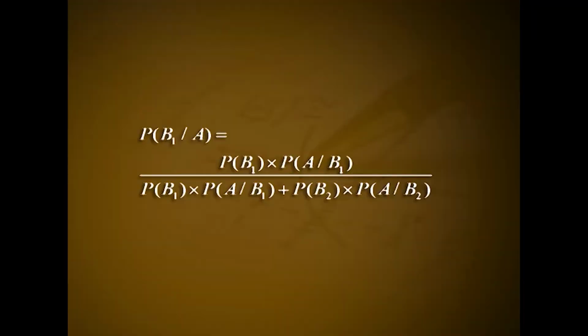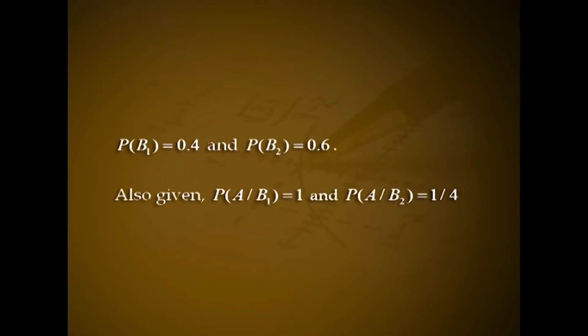Solution. Let B1 and B2 denote the events that the examinee knows the answer and that he guesses the answer respectively. Let A denote the event of answering the question correctly. If the examinee answered correctly, the probability that he really knows the answer is denoted by P(B1|A). By Bayes theorem, P(B1|A) = P(B1) × P(A|B1) divided by P(B1) × P(A|B1) + P(B2) × P(A|B2).